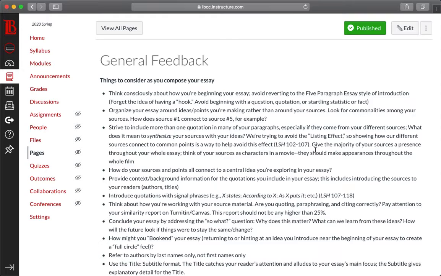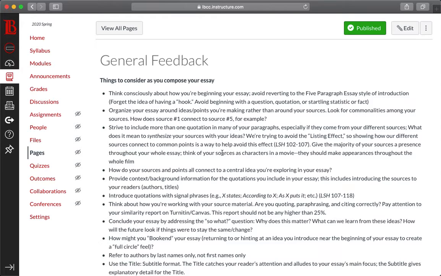Something else going along with that is to give the majority of your sources a presence throughout your whole essay. Think of your sources as characters in a movie. They should make appearances throughout the whole film. So if we think of our essay as a movie and our sources are just characters in that movie, it would be kind of a weird movie if the first character only shows up for the first 10 minutes of the movie, and then we never see that character again, and then the next character shows up for the following 10 minutes, and then we never see that character again, and then the third character for the next, on down the line. Movies have characters that interact with other characters and they make multiple appearances throughout the film, right?